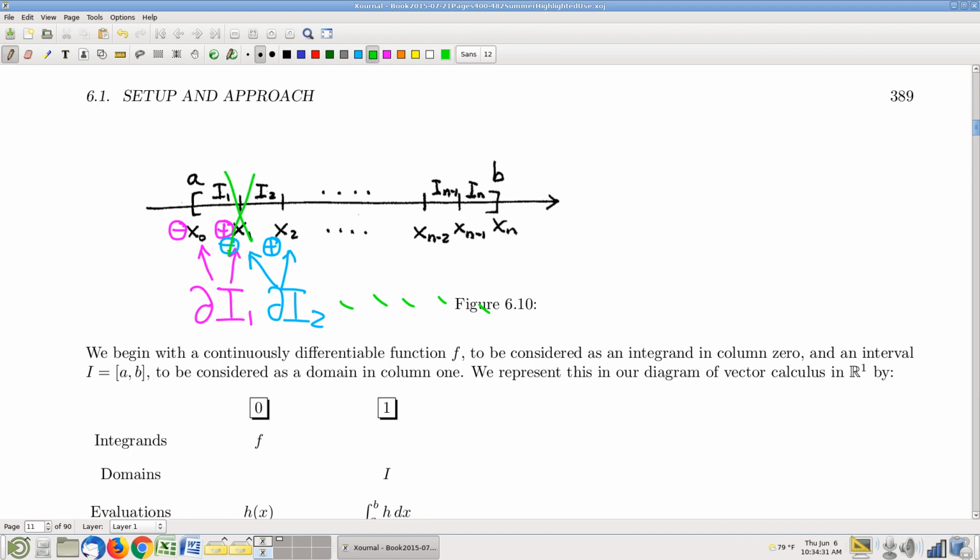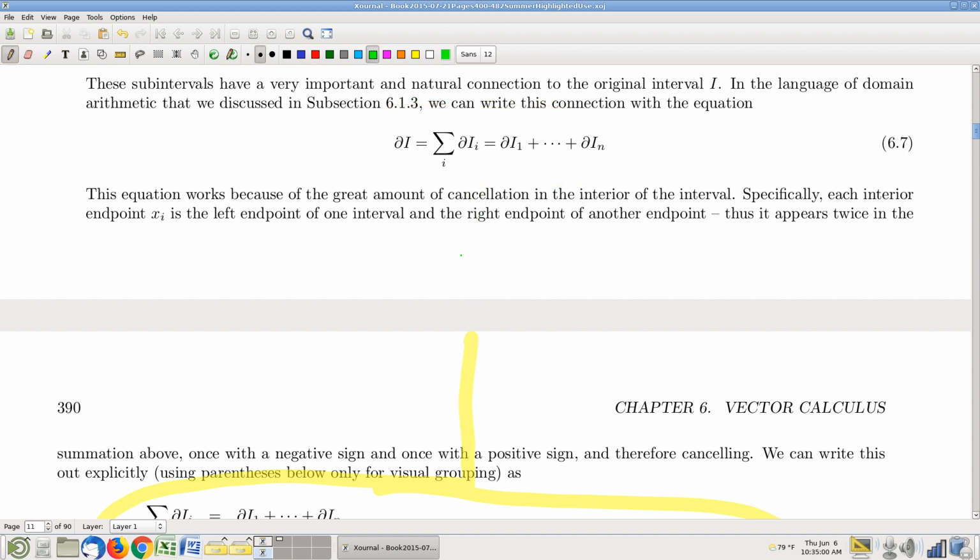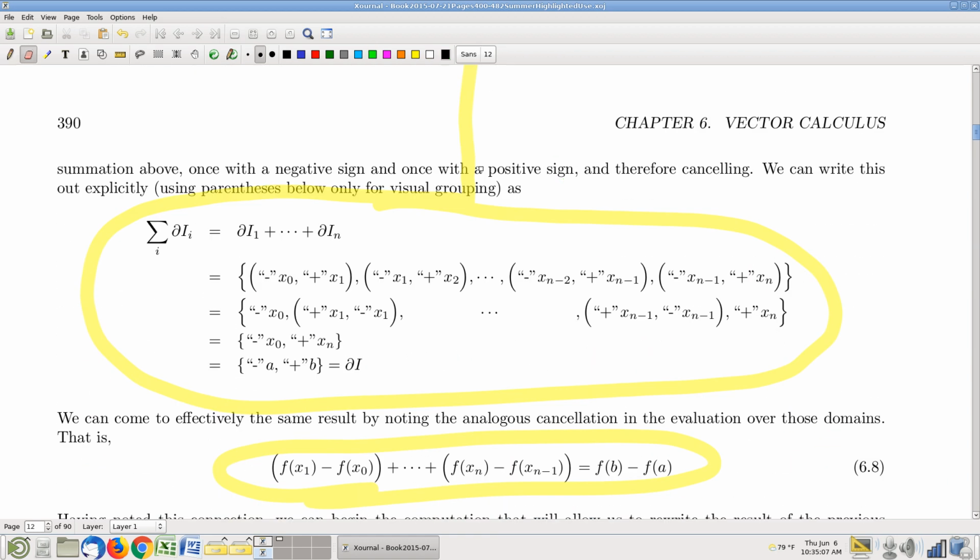So, in fact, x1 is going to disappear due to canceling signs as parts of the boundary of I1 and I2 respectively. x2 is going to disappear due to canceling signs as parts of the boundaries of I2 and I3, etc., etc. All of these midpoints, all of these interior subinterval endpoints, cancel. All right, now you can see the algebra of that laid out. If you add up the boundaries of all those little pieces, let's stretch that out.